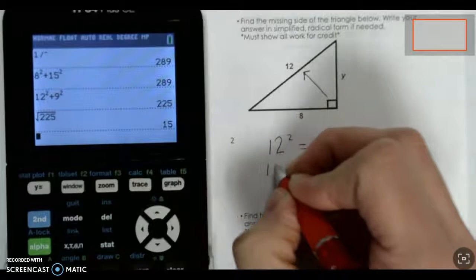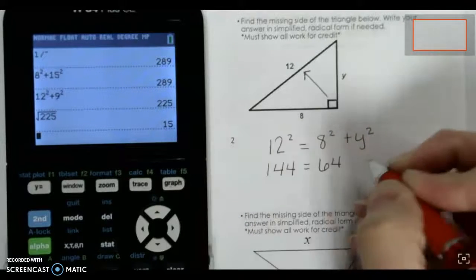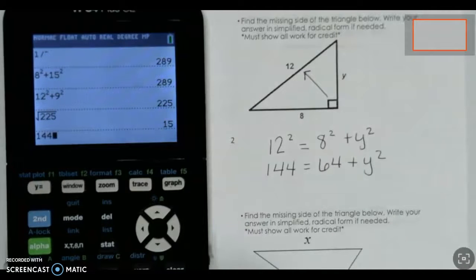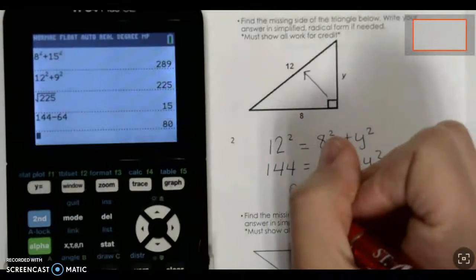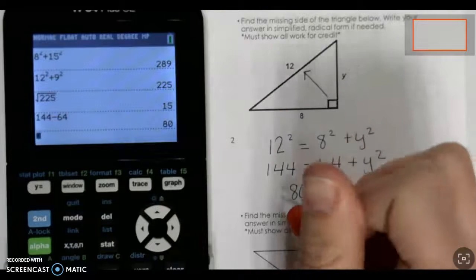12 squared is 144. 8 squared is 64. And now I'll subtract. So I have 80 is equal to y squared, and I'm going to square root 80.